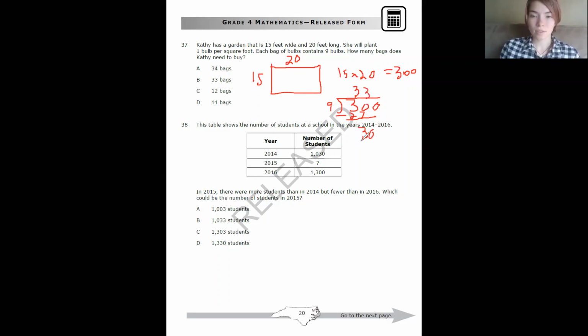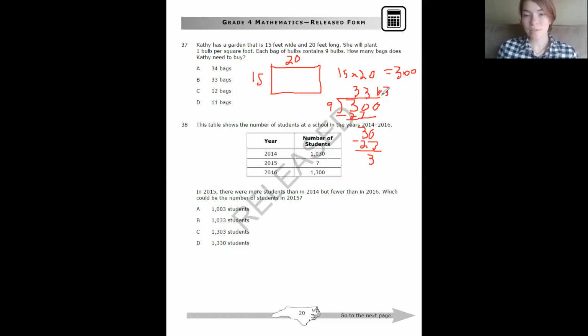3 times 9, 27. Subtract, and we get 3. So 33, remainder 3. Now, we might be tempted to just say 33 here.